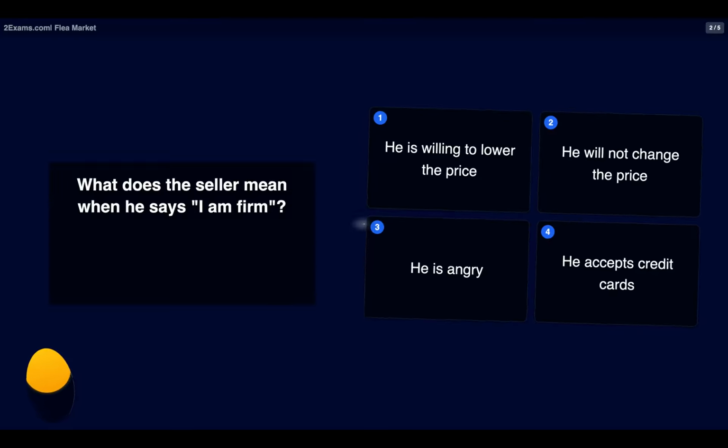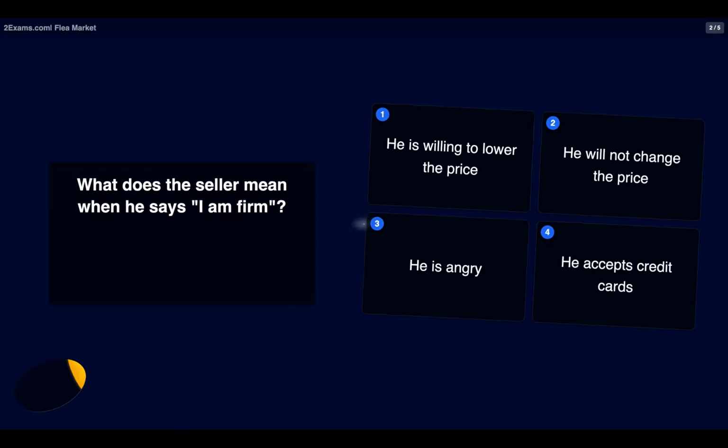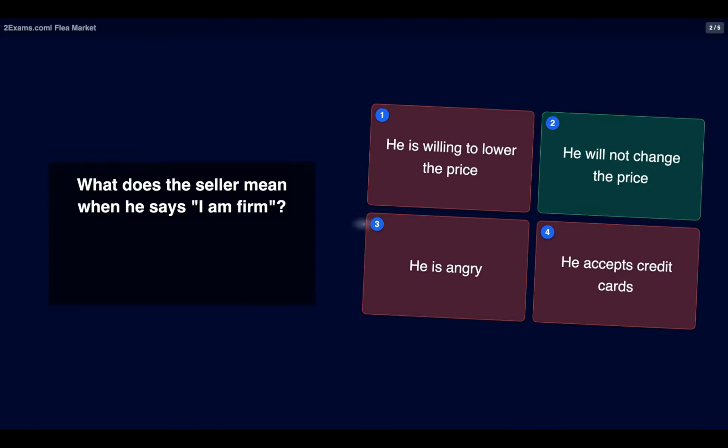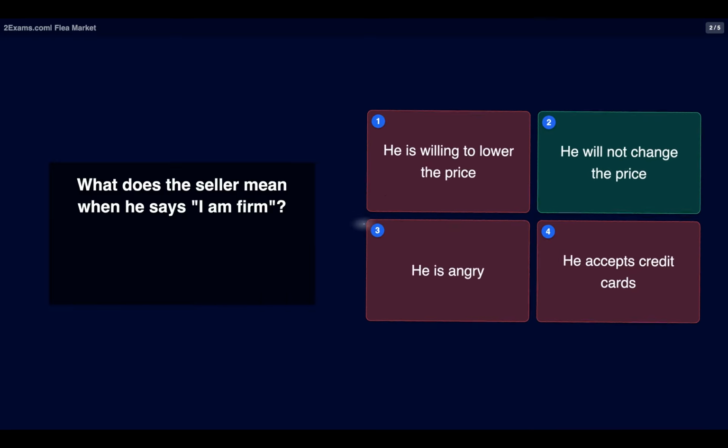What does the seller mean when he says, I am firm? Awesome. The answer is, he will not change the price.